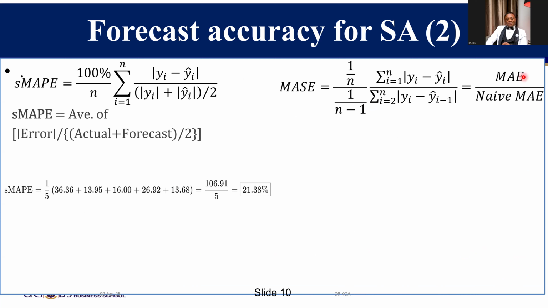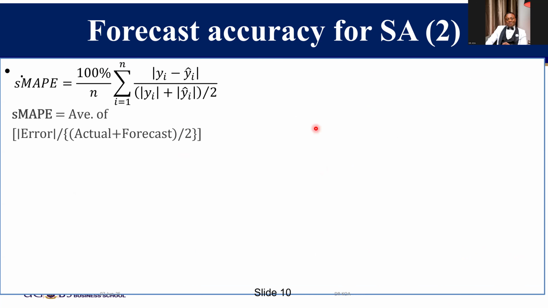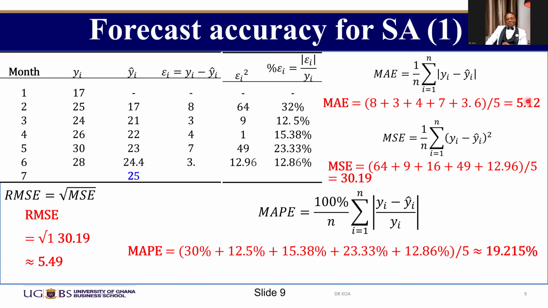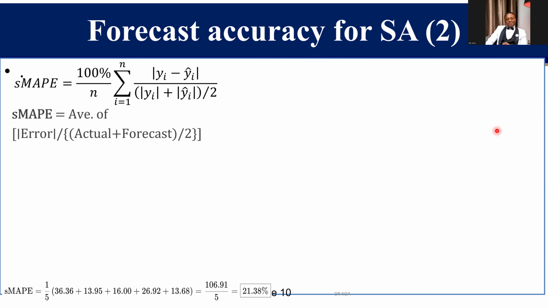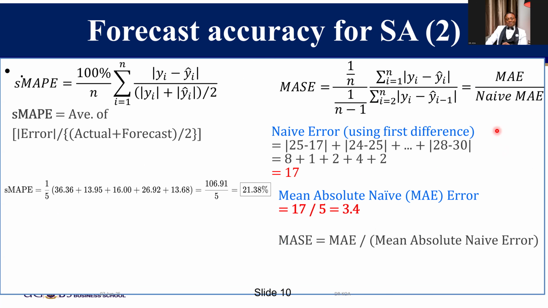Now, this is where it becomes interesting. Remember that when we were calculating, we said the MAE divided by the naive MAE. We know the naive MAE is 3.4. So you have to calculate the MAE here, which we've already calculated. If you remember, the MAE here is 5.12 for this simple average forecast. So the MASE is going to be this 5.12 divided by the naive MAE, which is 3.4. So you do 5.12 by 3.4, and that will give you 1.51.